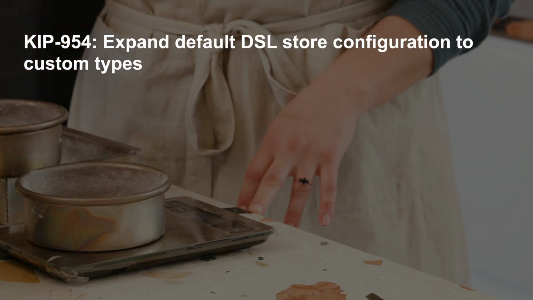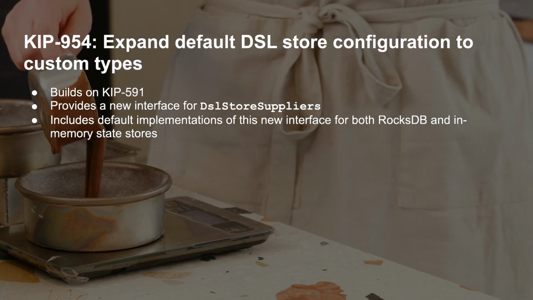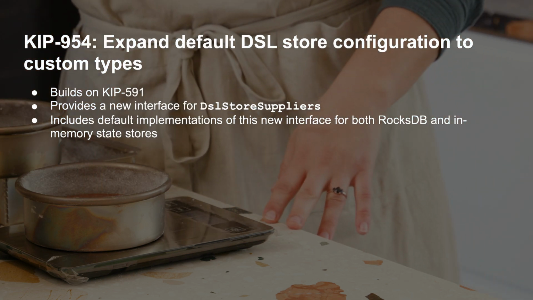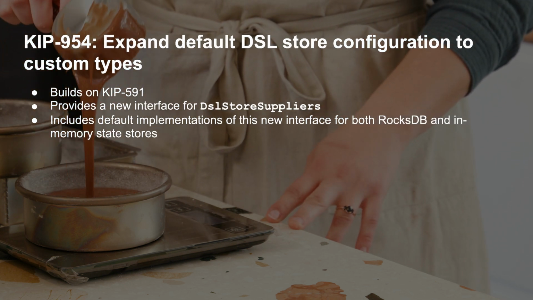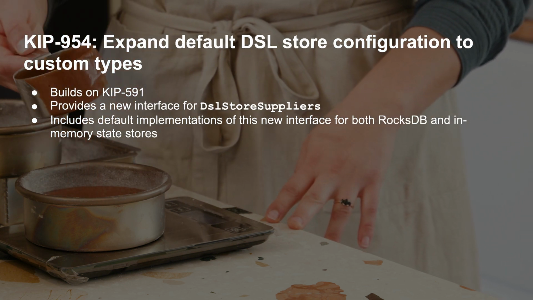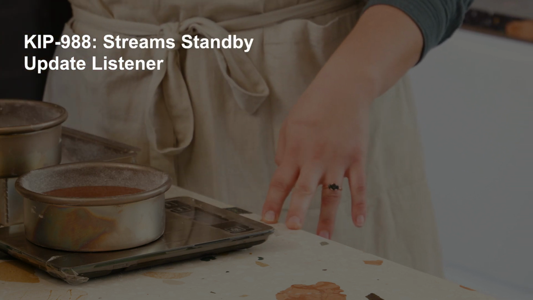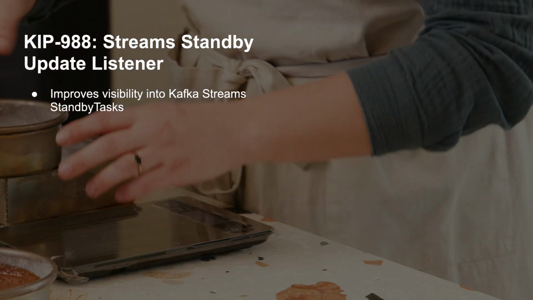Next is KIP 9.5.4. This KIP builds on KIP 5.9.1 and allows users to provide a default state store provider for their custom stores. As part of this change, a new interface has been provided along with implementations for RocksDB and in-memory stores. KIP 9.8.8 seeks to make standby tasks a little more transparent by adding a new interface with callbacks for standby task functionality.